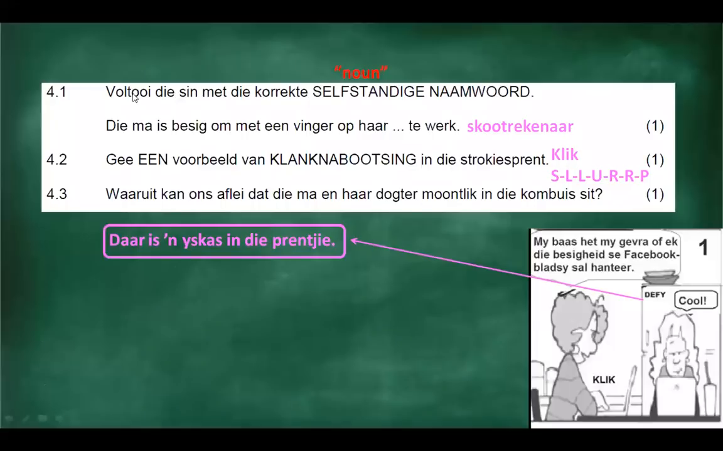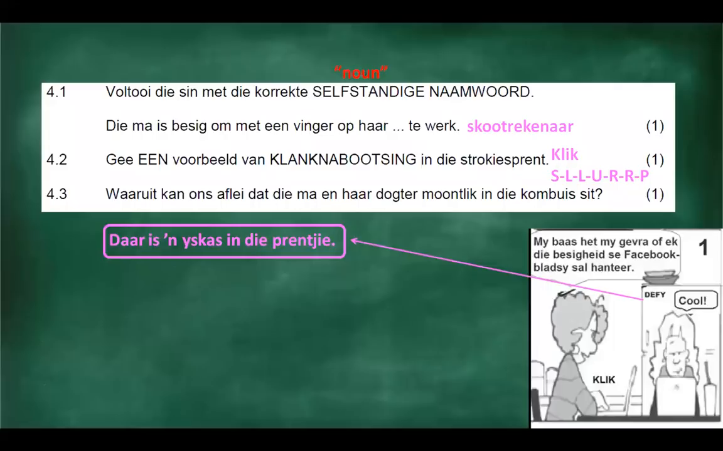Okay, so kom ons kyk. 4.1. Voltooi die sin met die korrekte selfstandige naamwoord. Een selfstandige naamwoord is 'n naam. So die ma is besig om met een vinger op haar skootrekenaar te werk. If you just wrote rekenaar, you will get the mark as well.